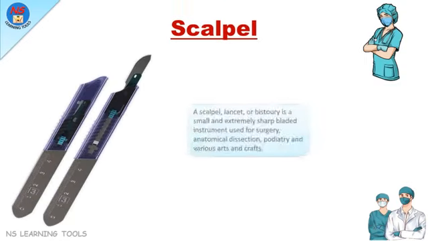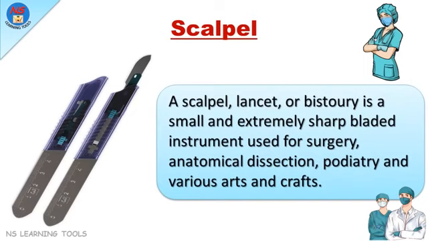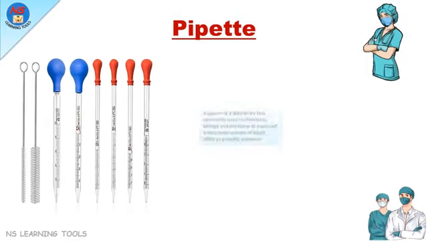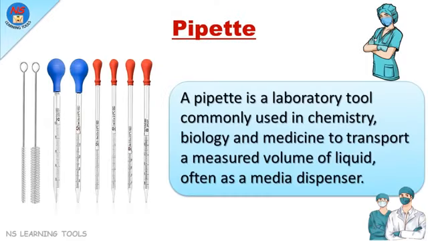Scalpel. A scalpel, lancet, is a small and extremely sharp-bladed instrument used for surgery, anatomical dissection, podiatry, and various arts and crafts. Pipette. A pipette is a laboratory tool commonly used in chemistry, biology, and medicine to transport a measured volume of liquid, often as a media dispenser.